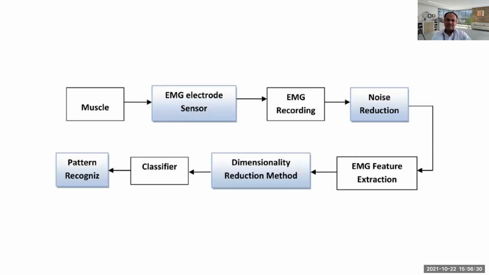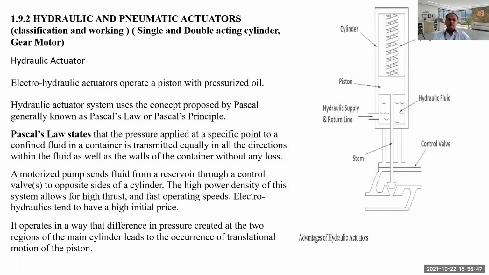So this is the schematic: EMG electrode sensor, EMG recording, noise reduction, EMG feature extraction, dimensional reduction method, classifier, and pattern recognizer. With the help of the pattern recognizer, we are going to detect the muscle activities.